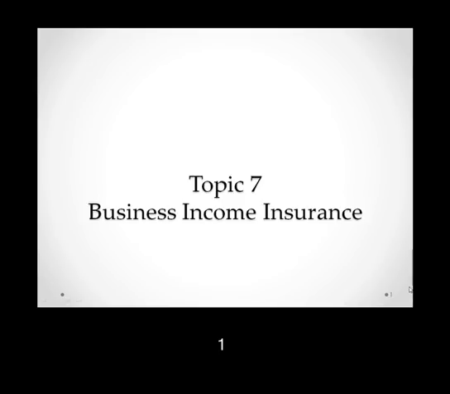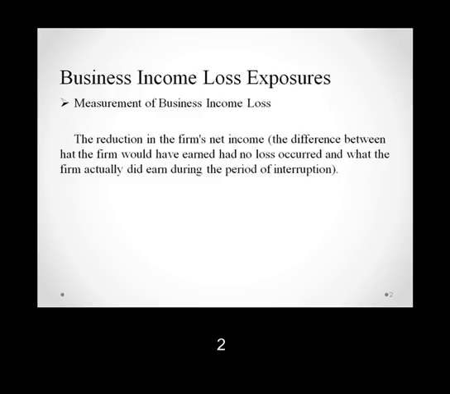Today we'll talk about topic 7, business income insurance. Commercial property coverage usually covers physical properties. The main reason being loss to these tangible assets is very easy to verify, and most importantly, less of a moral hazard problem.